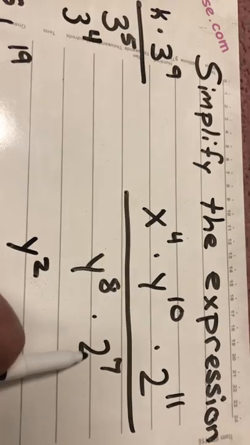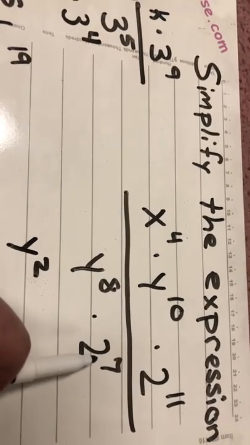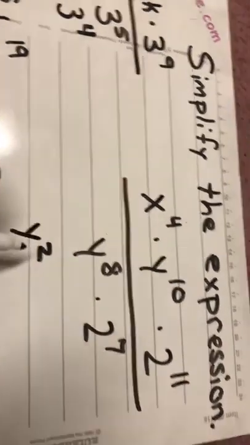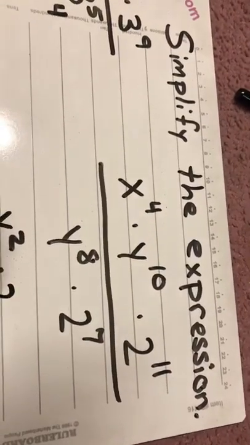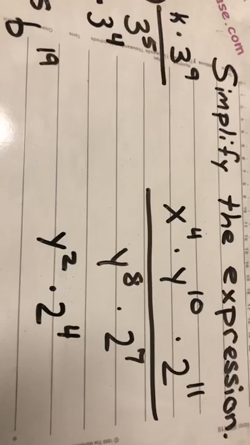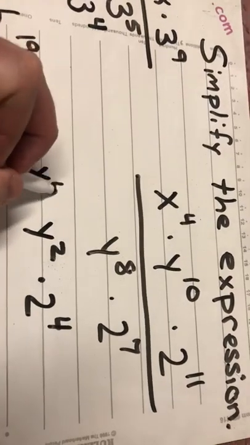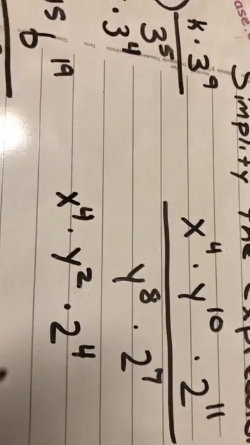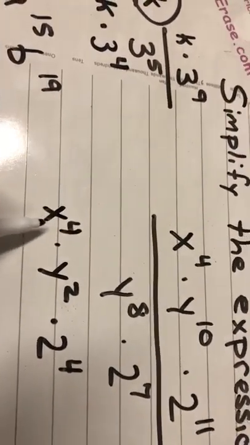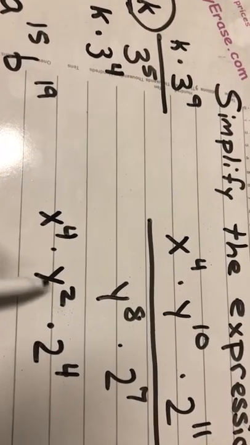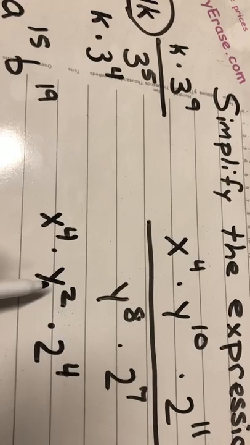2 to the power of 11 times 2 to the power of 7, same base number 2. 11 minus 7 is 4. That's going to be times 2 to the power of 4. There's nothing to go with my x to the power of 4, so I'm just going to bring that down and make that part of my answer. Well, I can't do anything with x to the power of 4 because I don't know what x is. I don't know what y is, so I can't do anything with y squared.